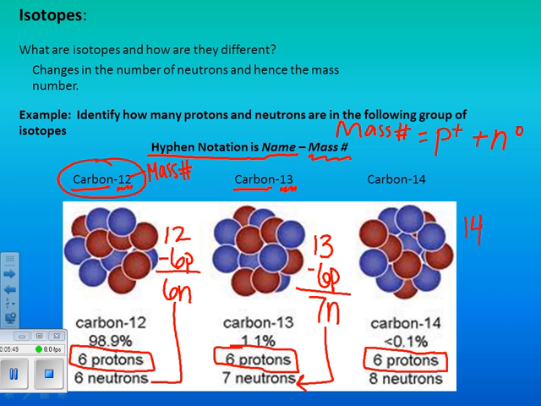Okay, same thing over here, 14 minus protons of an element, never change. We are left with 8 neutrons. So our neutrons have changed from 6 to 7 to 8. Okay, that is what we call an isotope.